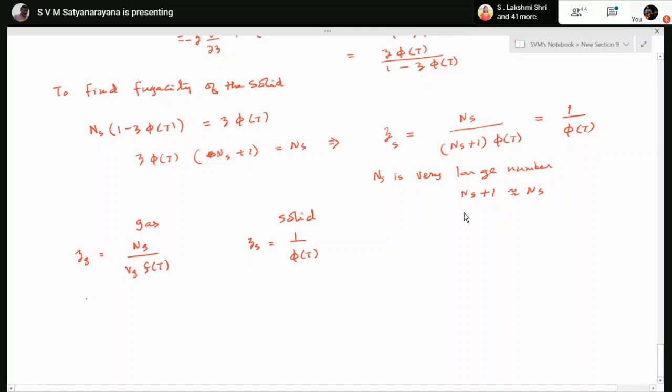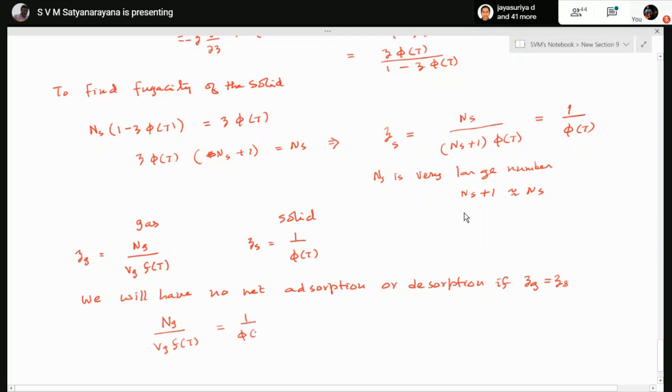That means we will have no net absorption or desorption if the fugacities are equal, if the gas fugacity is the same as the solid fugacity. So when will that happen? That will happen when these fugacities are equal. That means Ng by Vg into f of T should be equal to 1 by phi. In other words, this implies that Ng by Vg, the number density of the gas, should be equal to f of T by phi.